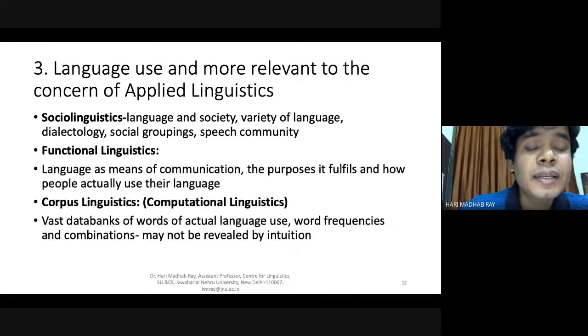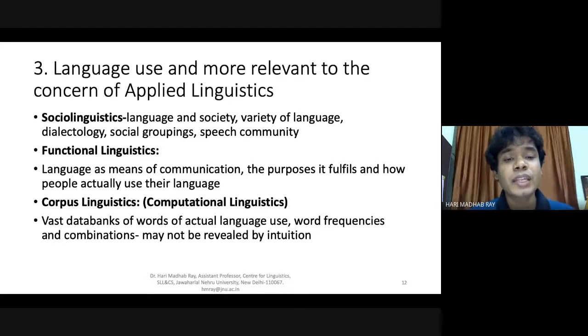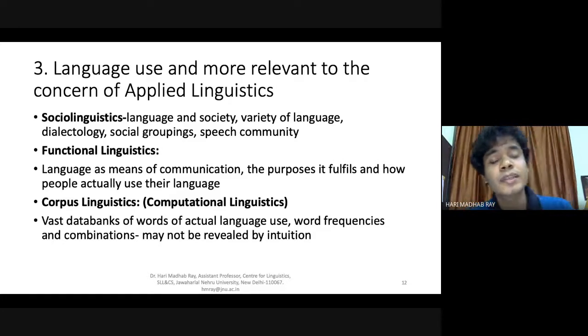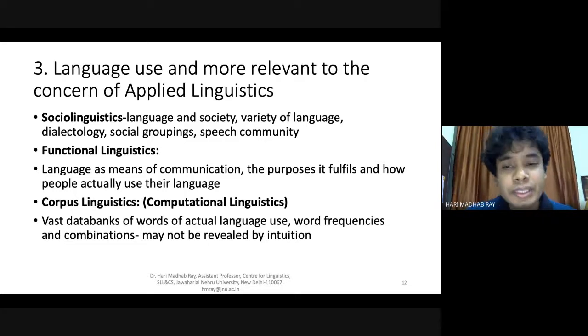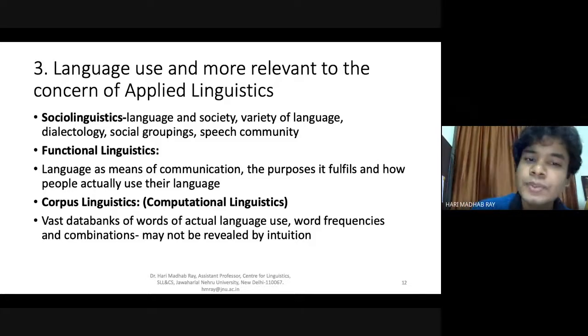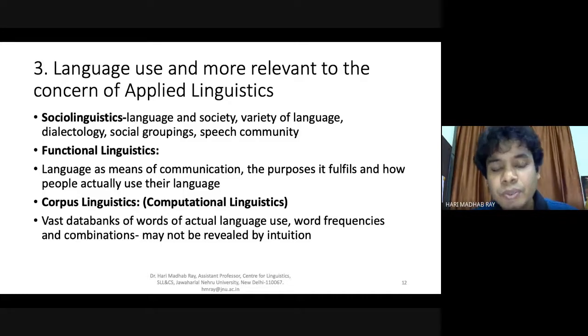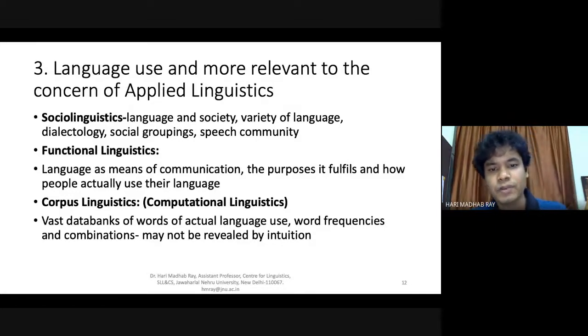The functionalists, on the other hand, in functional linguistics, will look at language as a means of communication, the purposes it fulfills, and how people actually use their language. As I already told you, it is language use, so it is performance, especially the performance, that matters for us.